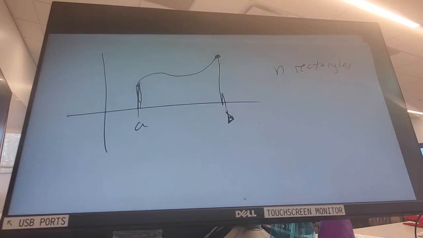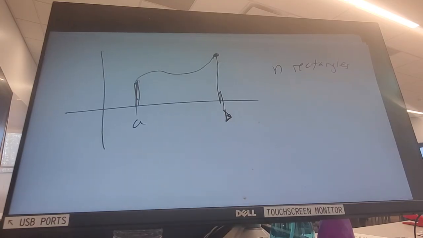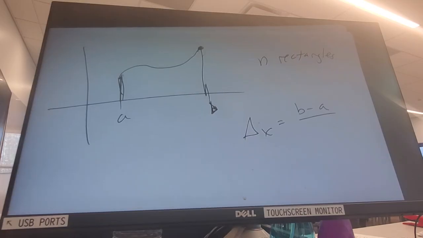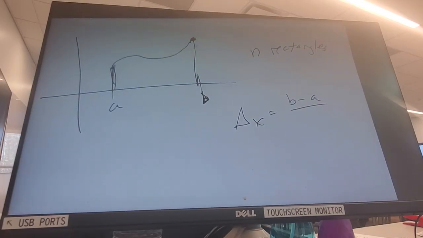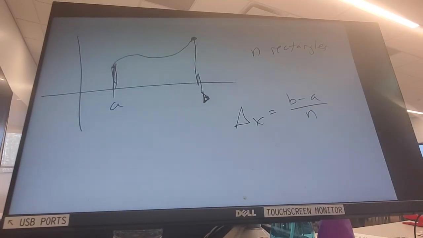If this was 3 and this was 10, how far would I have to go? 7. So this is a, this is b. How far do I have to go? b minus a. So the width would be how far I've got to go divided by how many rectangles I want to use. Completely physical idea. In fact, if you took stats, you did something like that when you did class width for histograms. You remember that was early in the semester, Jeff, many times. I'm sure.